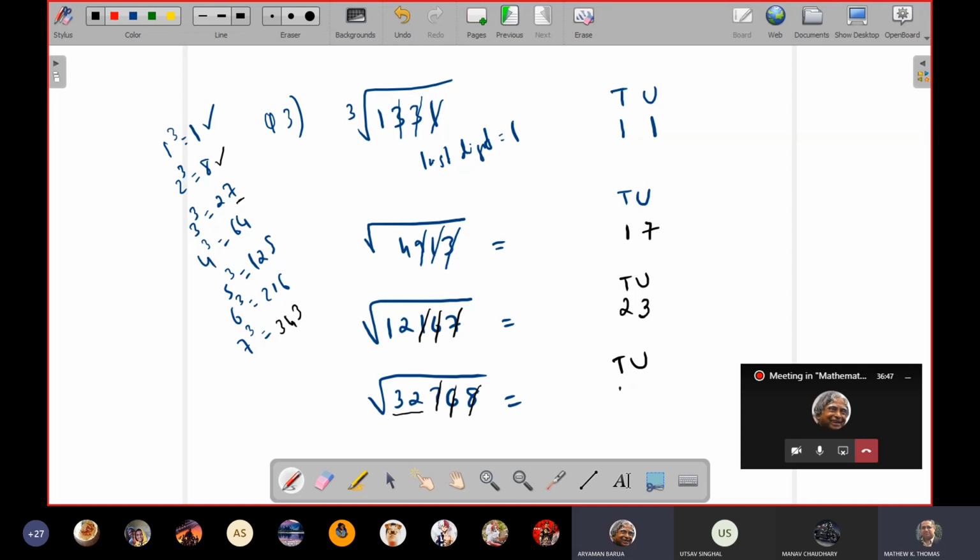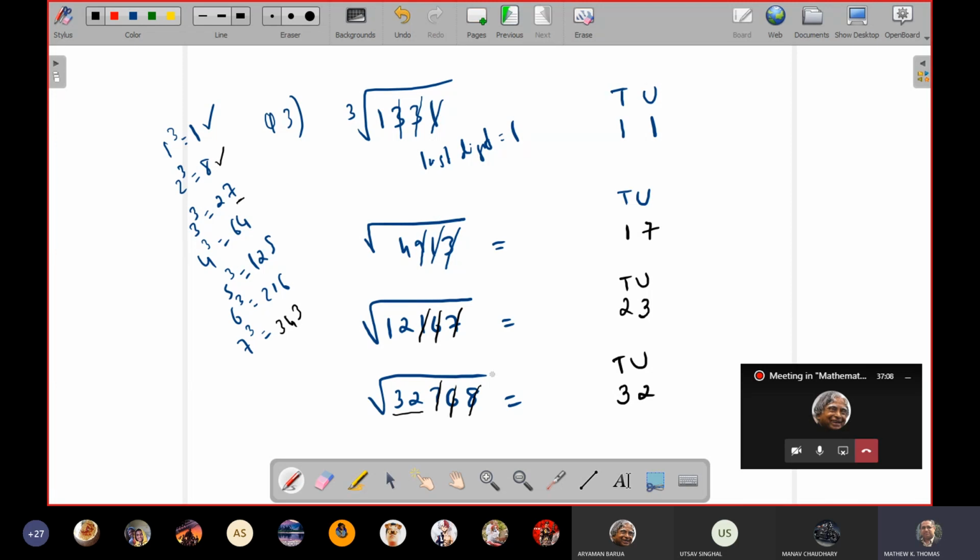The last digit here is 8. So which cube is ending with 8 here? 2 cube is 8. What is the final answer? 32. So when you are given MCQ, you can do this method and tick the answer directly.